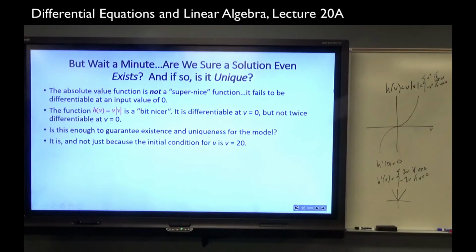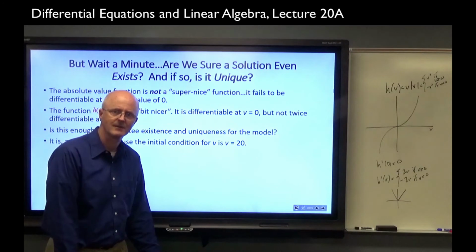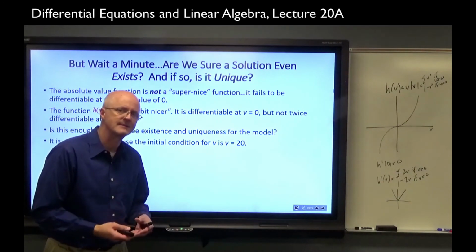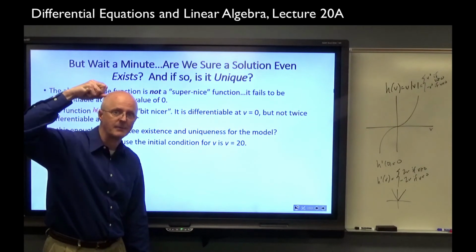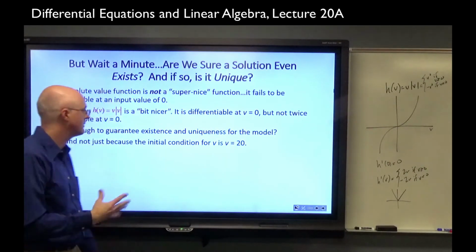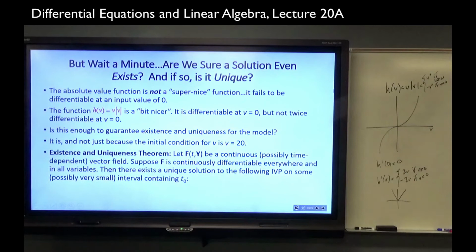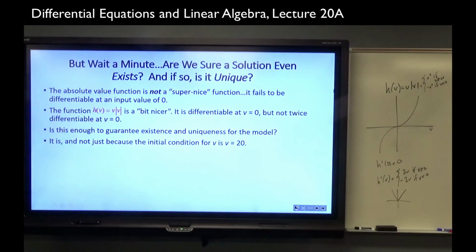It is enough. And not just because the initial condition for us was v equals 20. It would still be enough for existence and uniqueness even if v equals 0. That was the initial velocity if we were dropping the object from rest. It would still apply. We need to know the existence and uniqueness theorem for these general higher dimensional problems.